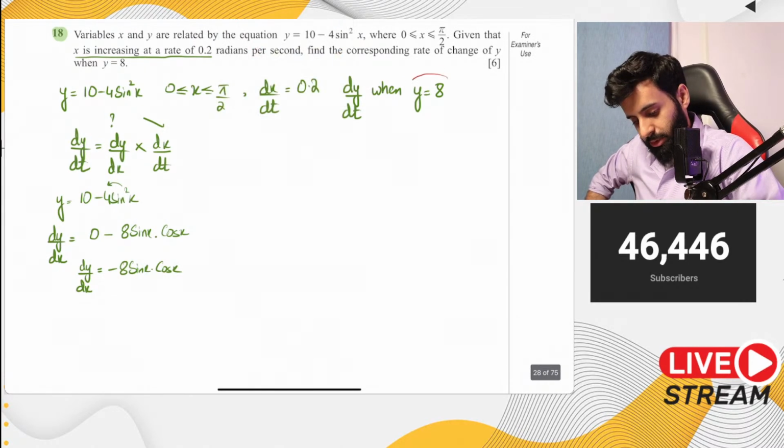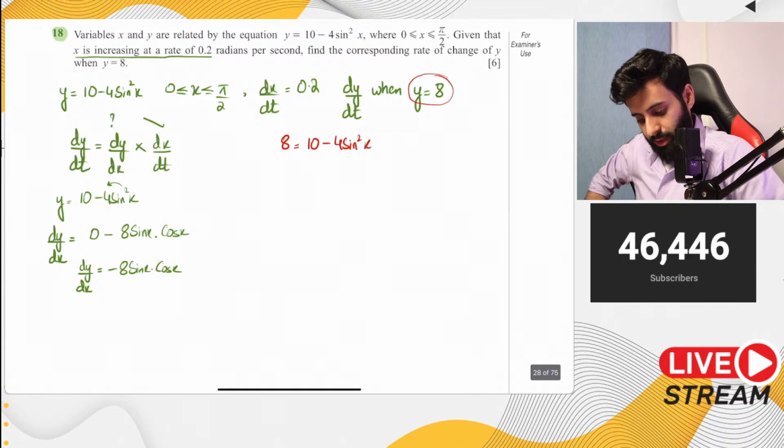So notice that y is equal to 8. So that's what we're going to do. 8 is equal to 10 minus 4 sine squared x. So take the 4 sine squared x over to the other side, so it becomes positive. Bring the 8 over to this side.